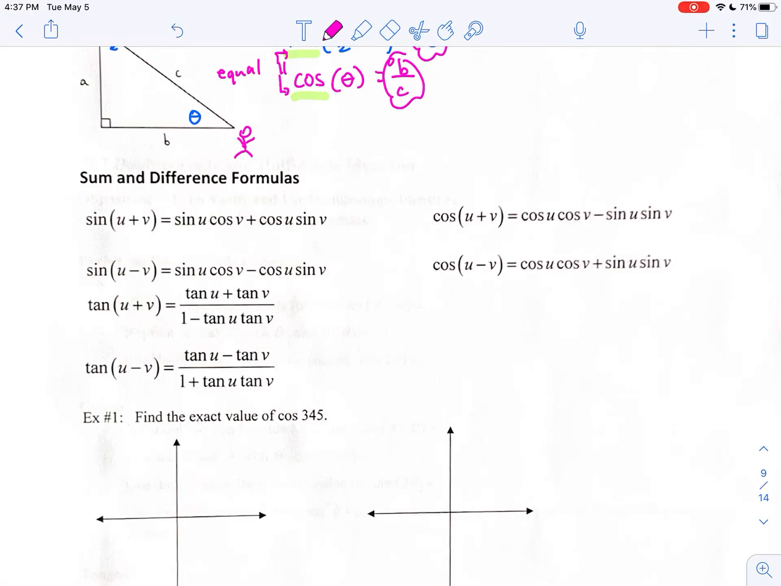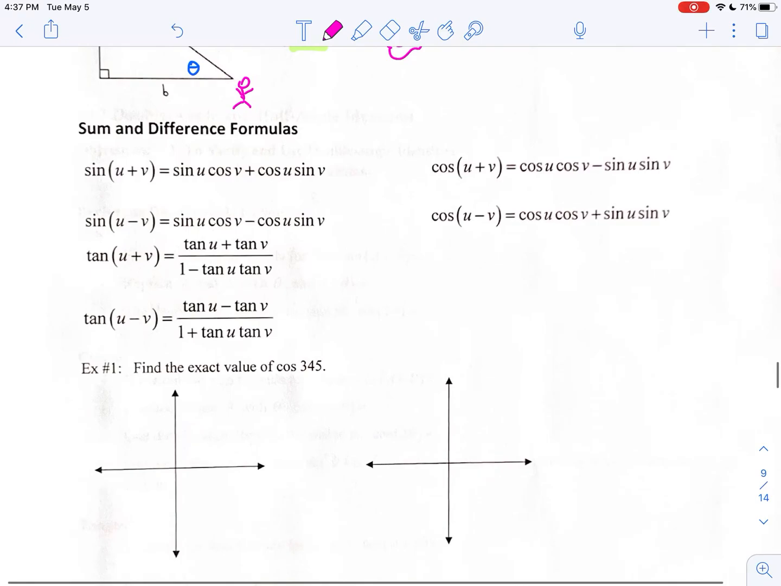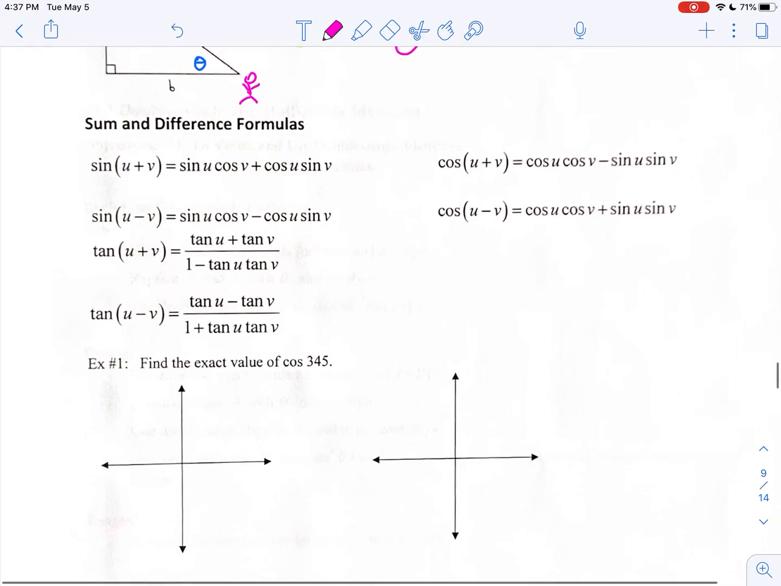So when we're looking at the formulas, you don't have to memorize them. You have them in front of you. In pre-calc honors, you might be expected to memorize them. So I will just make a comment about what it means to be commutative. For example, on that 345 degrees, 300 plus 45 is the same thing as 45 plus 300. So what you define as u and v doesn't matter.